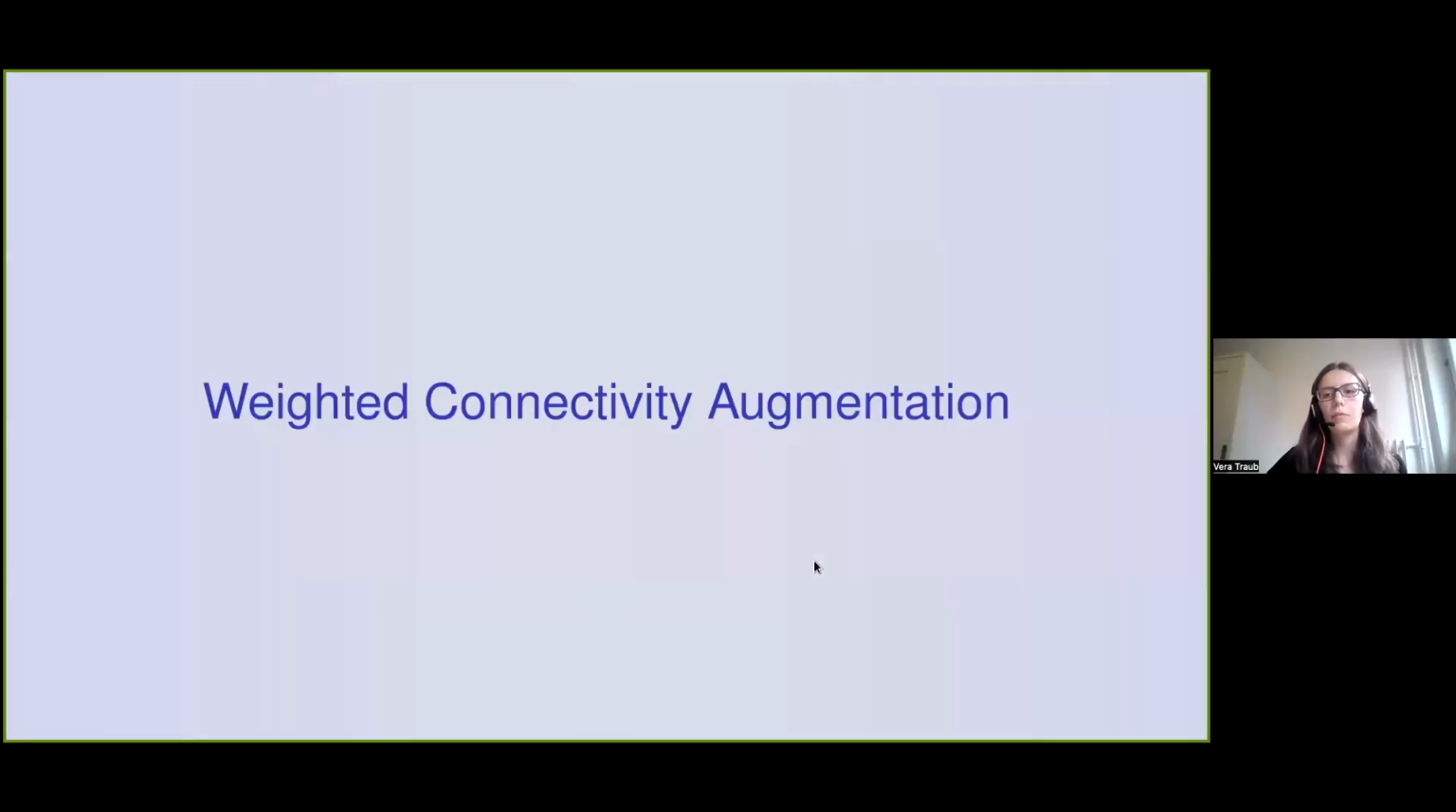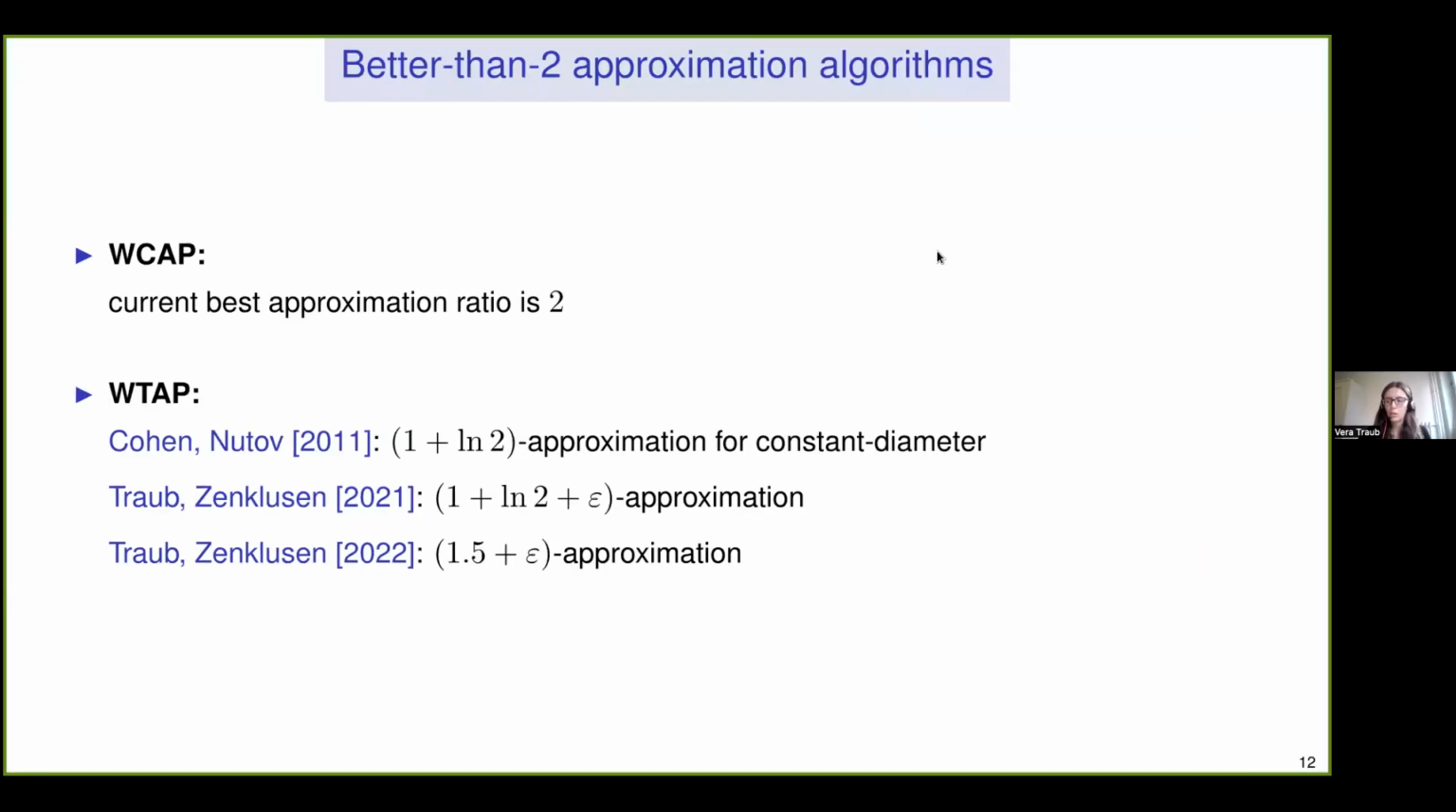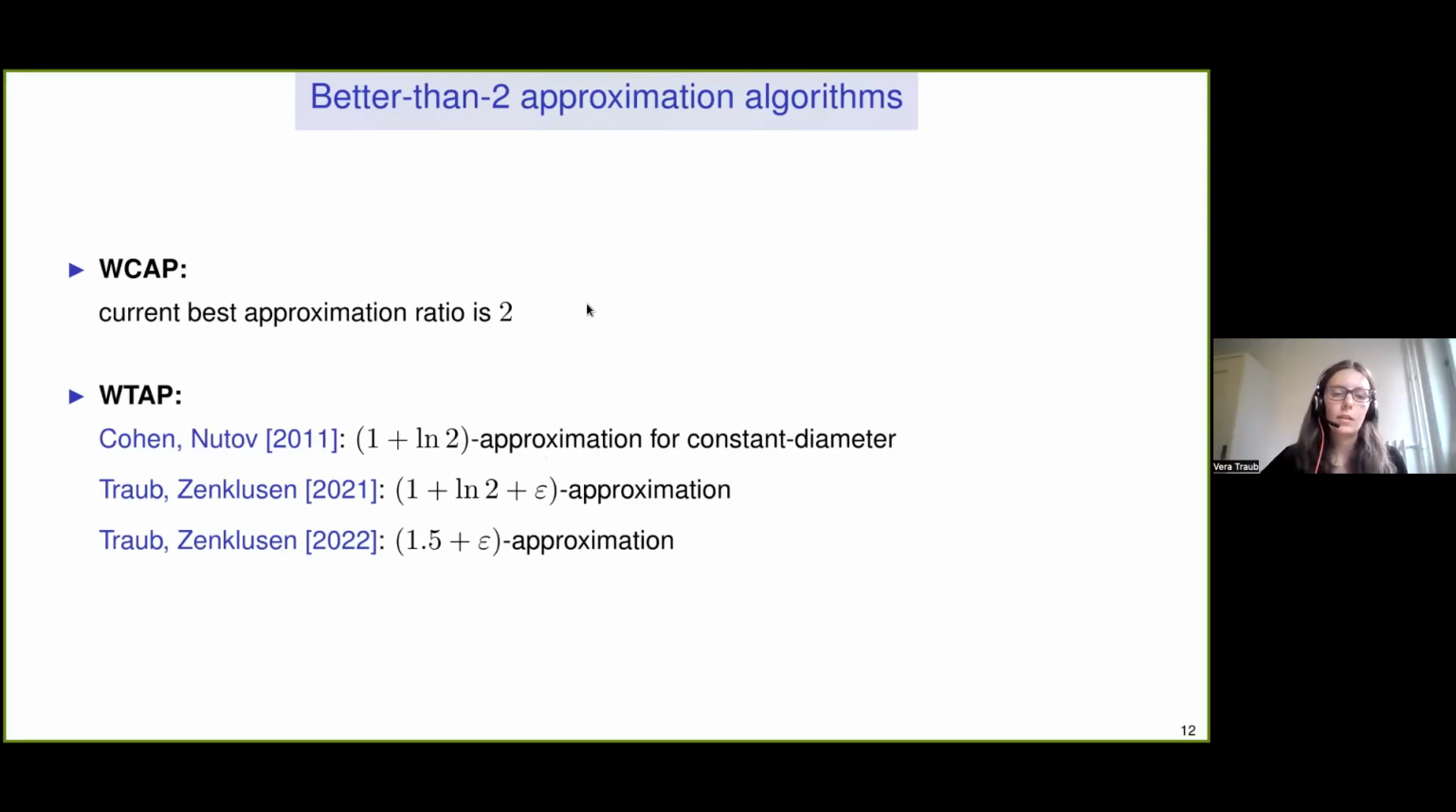Okay, so this was a brief overview of the kind of techniques that are used on a high level in these unweighted connectivity augmentation problems. And in the rest of the talk, I will now focus on going into a bit more detail of what we know about weighted connectivity augmentation problems and the algorithms we found there. Actually, for the general weighted connectivity augmentation problem, the current best approximation ratio is still 2. So it's still open to beat this factor of 2 for the general problem.